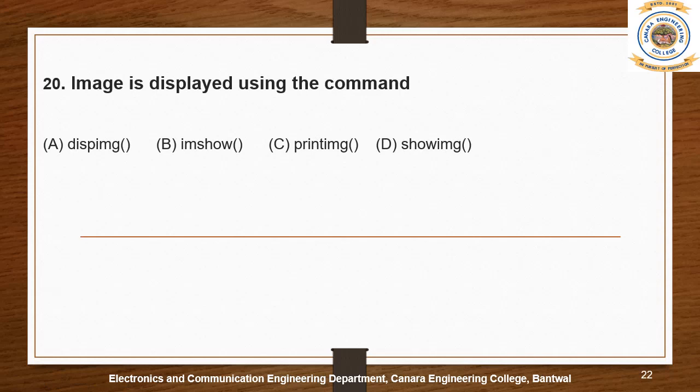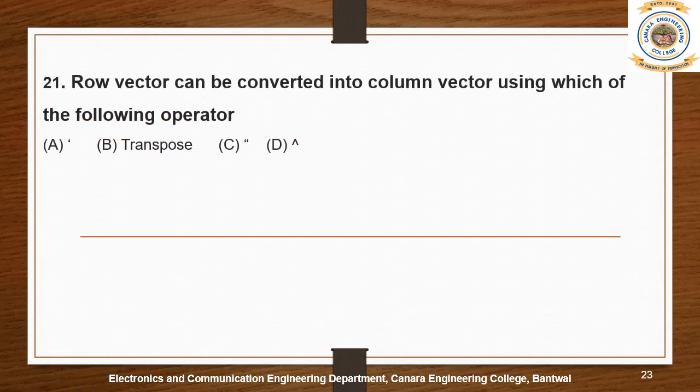An image is displayed using the command disp image, imshow, print image, or show image. So the option is B. Imshow is a command in MATLAB which is used to display an image. A row vector can be converted into a column vector using which of the following operators? We cannot use transpose, we cannot use double quote, and we cannot use the power symbol. So therefore the option is A, which is a single quote.